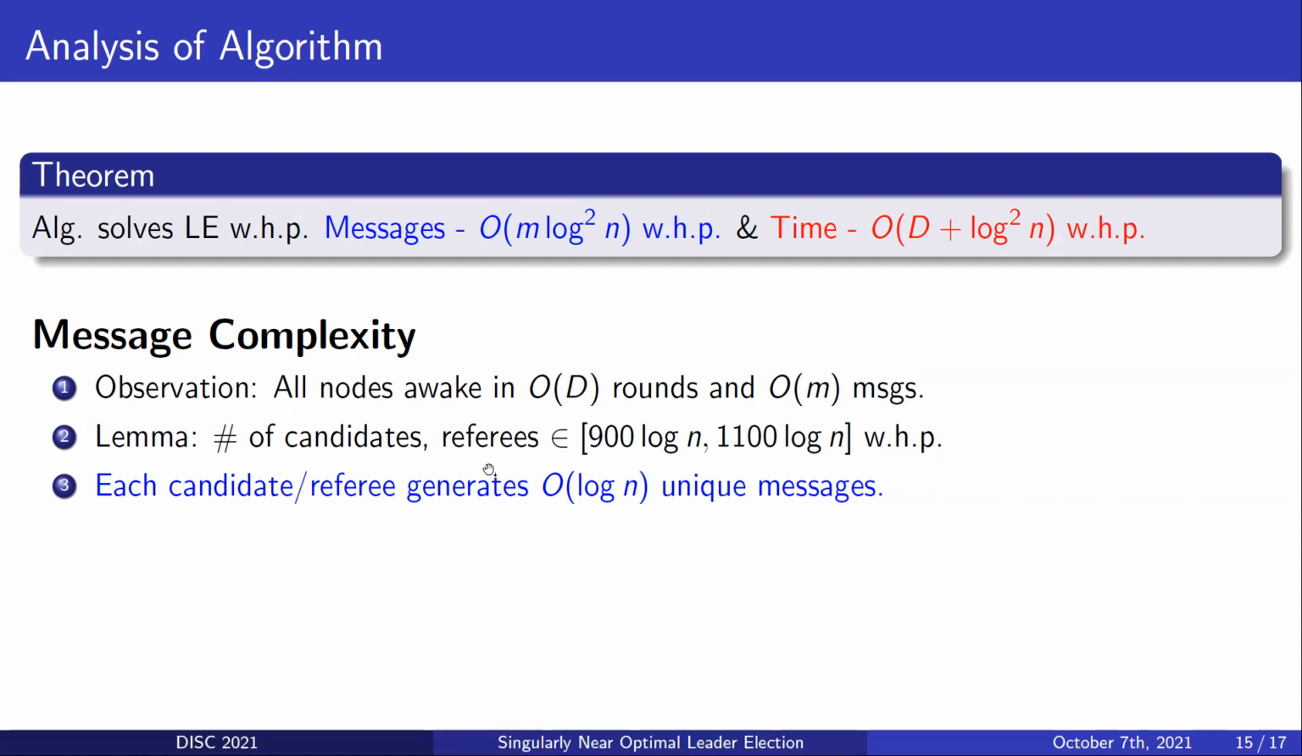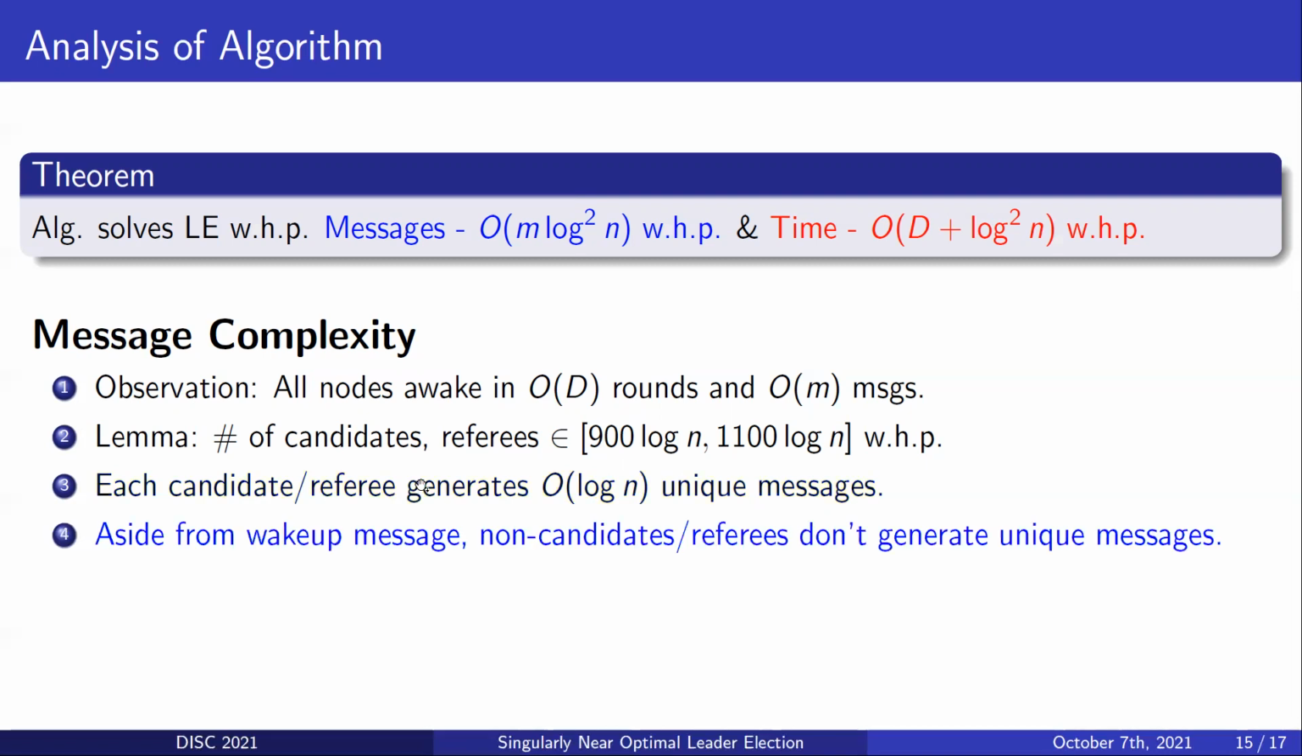The referees, on the other hand, can generate O(log n) type messages where, first of all, replies to candidates. There are O(log n) candidates and one type of reply, either an accept or reject. And also dispute messages. But since there are, again, log n candidates, there are only going to be O(log n) disputes that can ever arise from a given referee. So aside from these candidates and referees, non-candidate nodes will not generate any unique messages. And overall, in the entire network, there'll be one unique wake-up message.